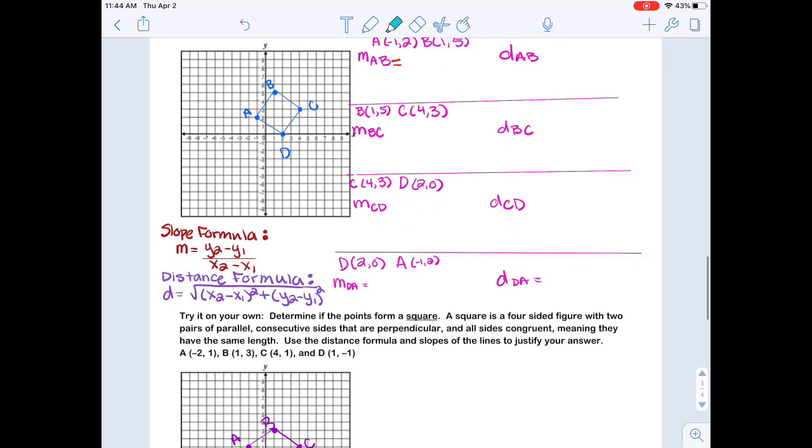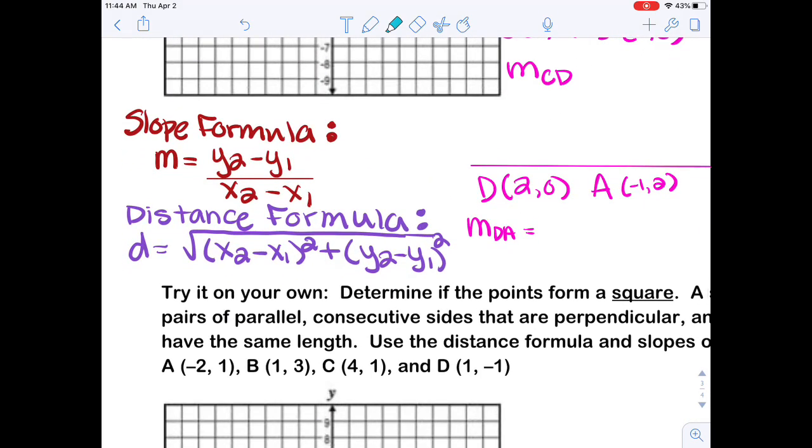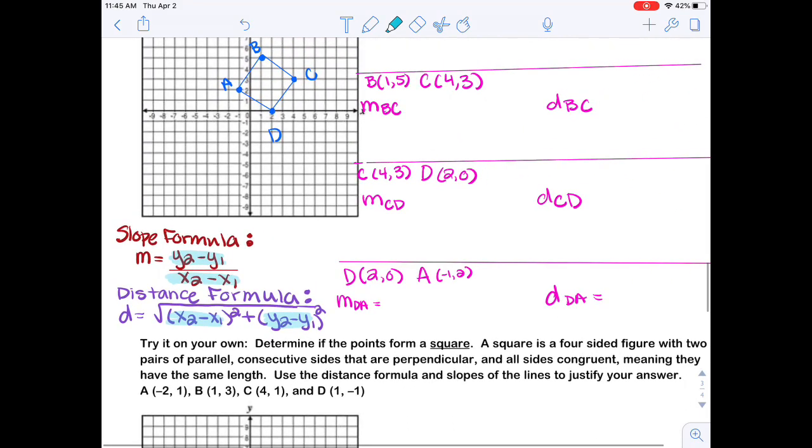Before we get started on that, remember the slope formula and distance formula have pieces that are very similar. In the numerator, it's y2 minus y1 for the slope, and that is my second component of the distance formula. In the denominator, you have x2 minus x1, and that's the first number inside of the parentheses in the distance formula. So we can actually use the slope formula to quickly calculate the distance.